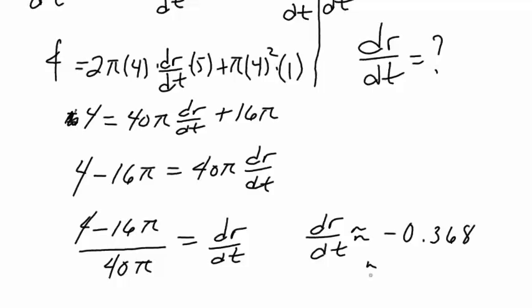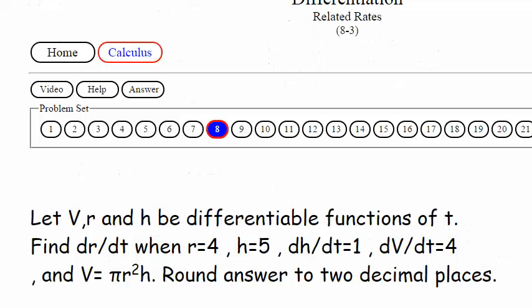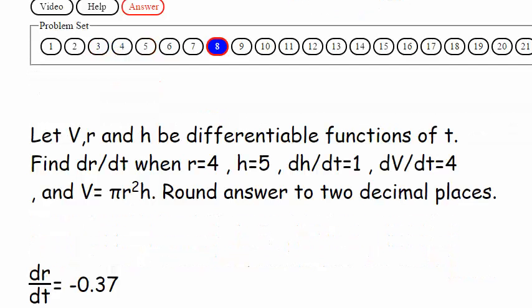Well, then this will be approximately negative 0.37. So that should be what our dr over dt is actually equal to. Negative 0.37. And that's what we got.